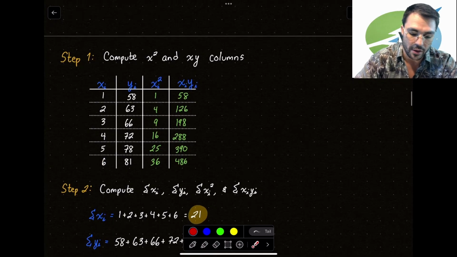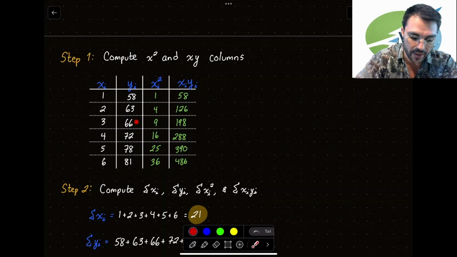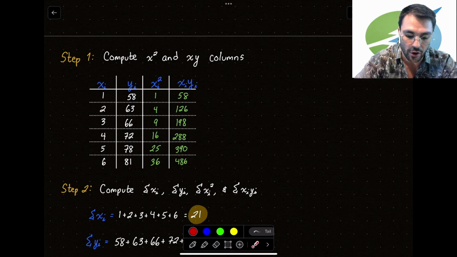Then for my last column, x sub i times y sub i, I just take these two columns and multiply the values in each row. So 1 times 58 is 58, 2 times 63 is 126, 3 times 66 is 198, 4 times 72 is 288, 5 times 78 is 390, and 6 times 81 is 486. Okay, so that's our step one: add these two columns.